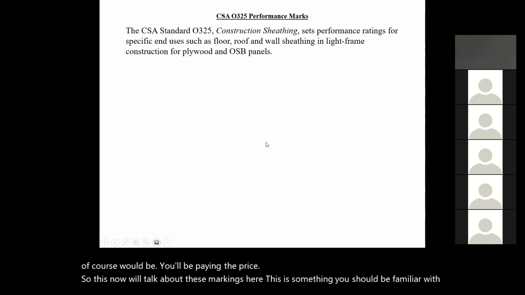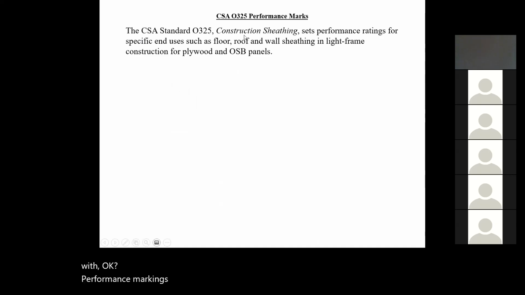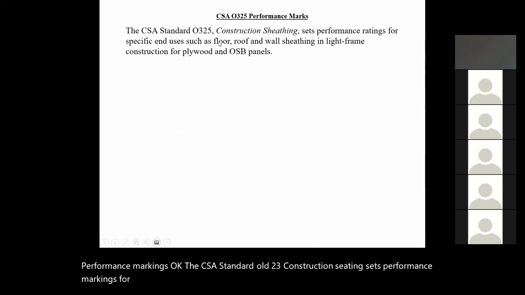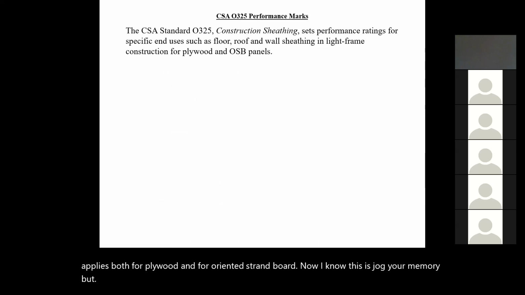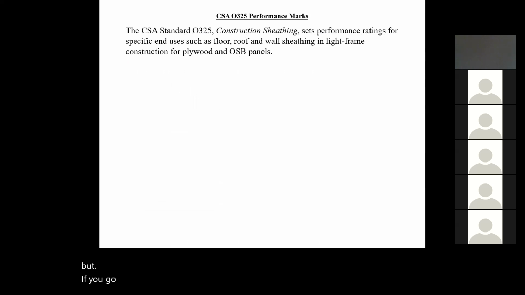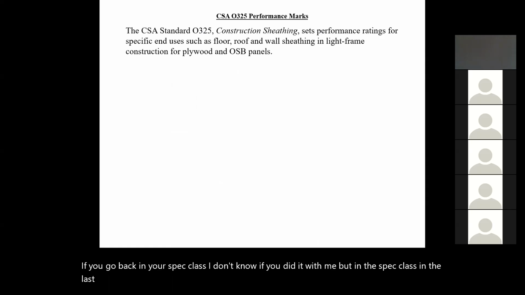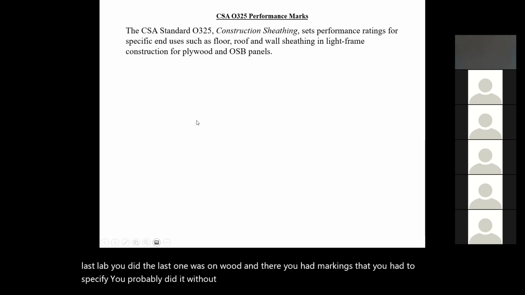Now, the performance markings, okay? The CSA standard 023 construction sheeting sets performance markings for specified end use as for floors, roofs, and wall sheeting. So basically, this applies both for plywood and for oriented strand board. Now, I know this is jogging your memory, but if you go back in your spec class, in the last lab, the last one was on wood, and there you had markings that you had to specify. You probably did it without realizing what you were doing, and this will give you a better understanding of what you're doing, okay?